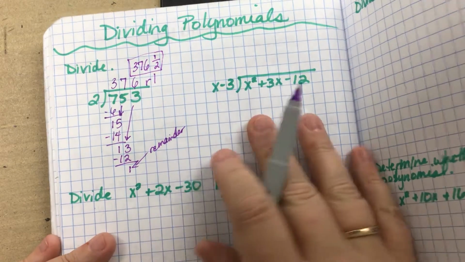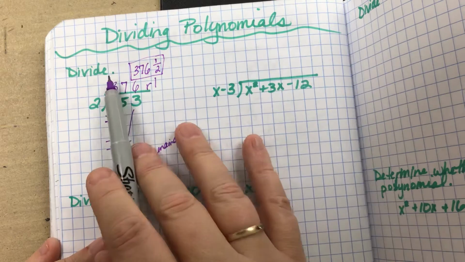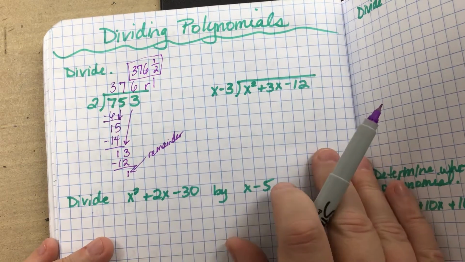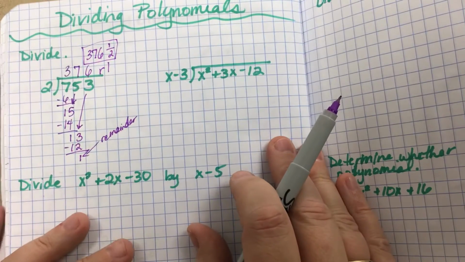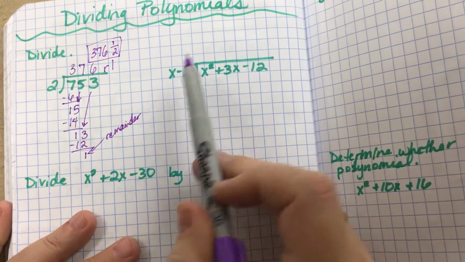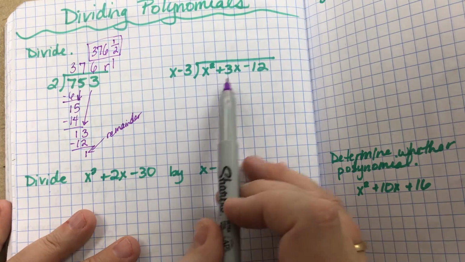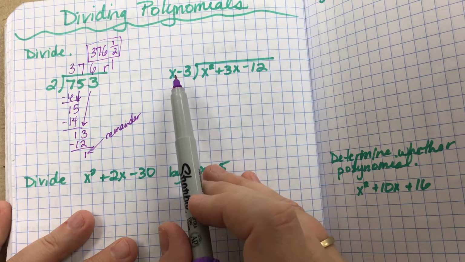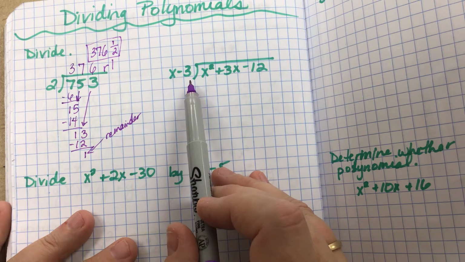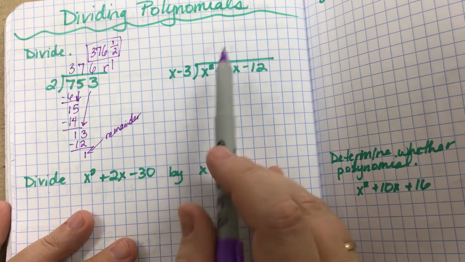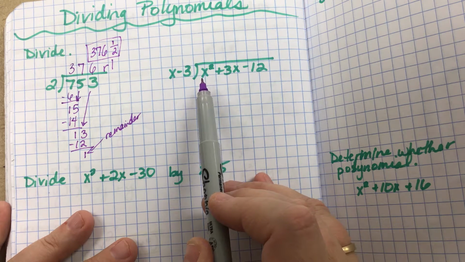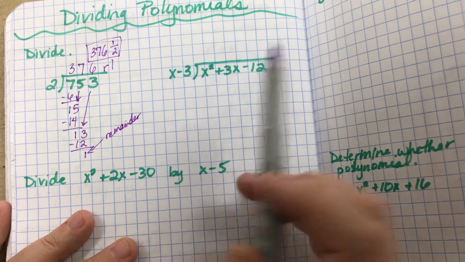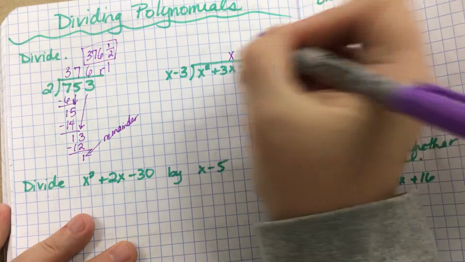Okay, but we're going to do it with, again, polynomials, since our topic is polynomials. So again, it works the same type of way. If I'm looking at this here, I have x squared plus 3x minus 12. I'm dividing it by x minus 3. So again, what we're going to do first, how many times does x go into x squared? Or how do I get from x to x squared? I've got to multiply it by x.